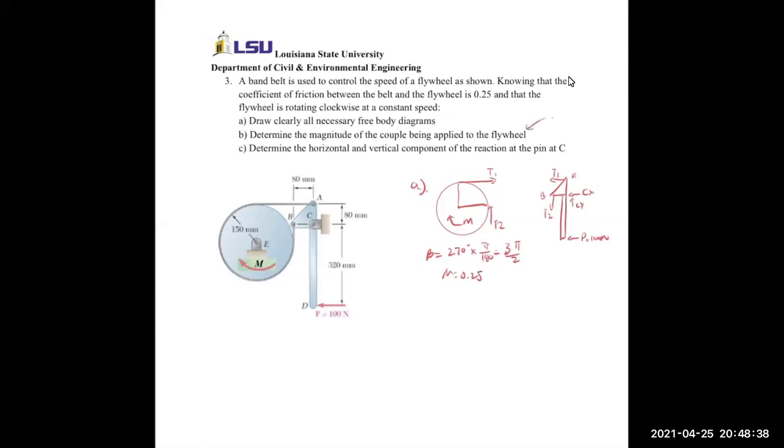Which means that we need to find out what M is, which is the moment, and then we need to determine the horizontal and vertical components of the reaction at C, which means that we need to find Cy and Cx. Okay, so I already worked out the first part for you guys, so you can see it clearly.